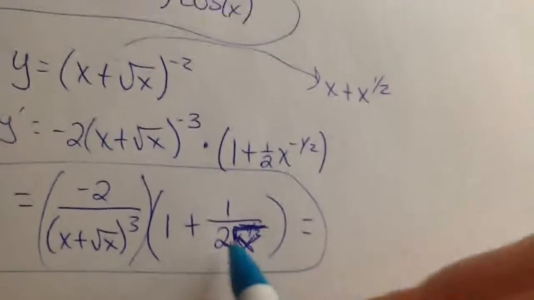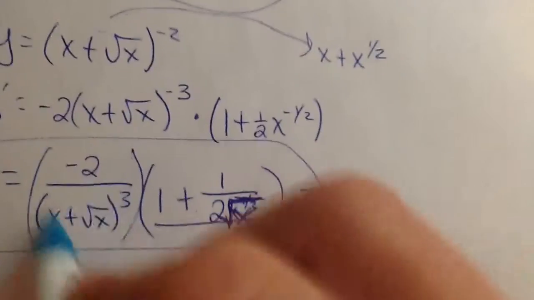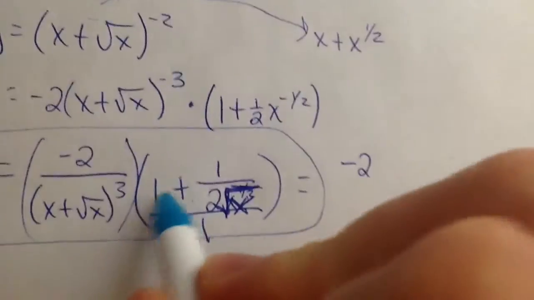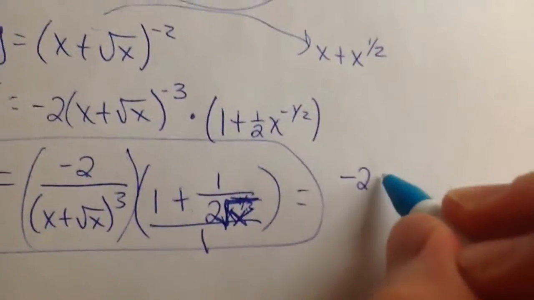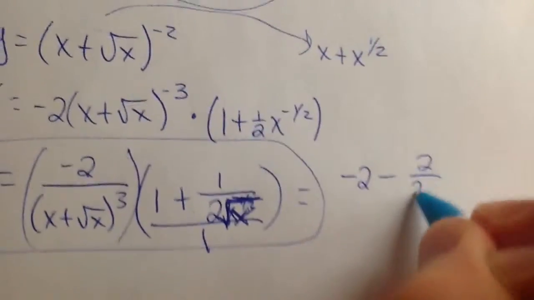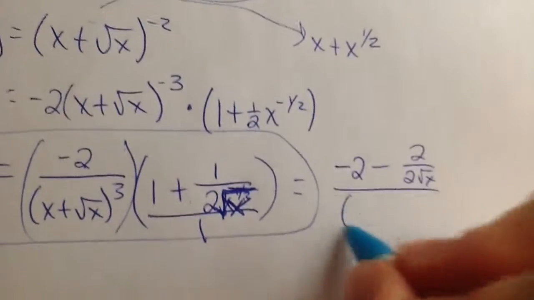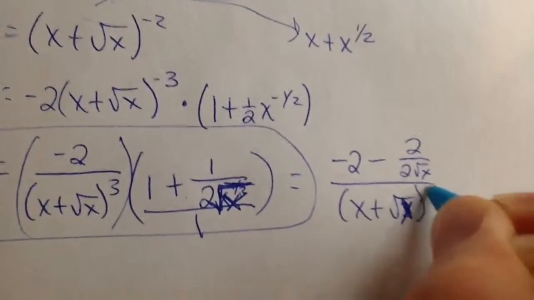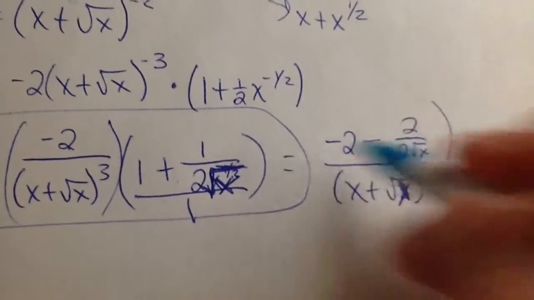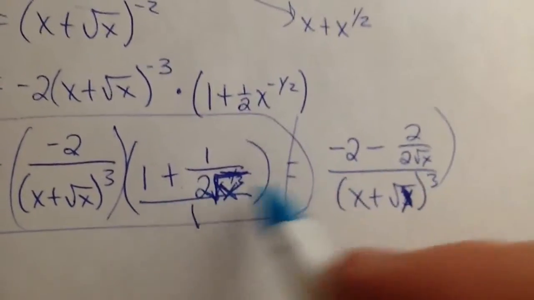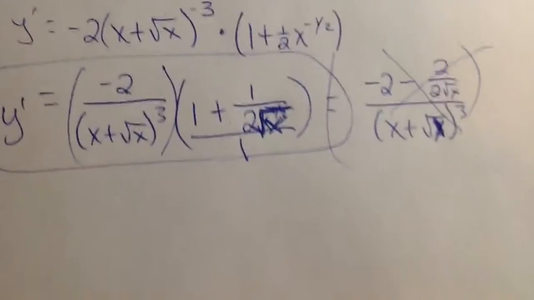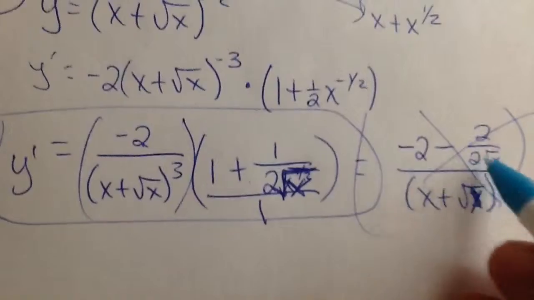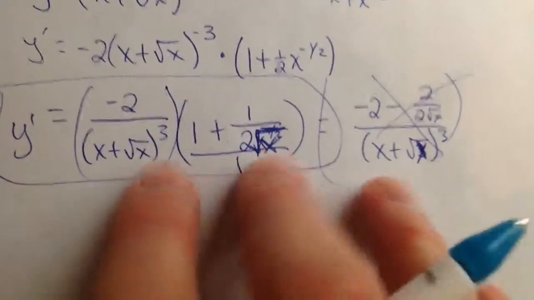Or if you kept going, you're multiplying. This is a fraction times a fraction, so you'd have negative 2. You multiply the negative 2 times this, you'd have negative 2 minus 2 over 2 root x, all over x plus the square root of x to the third. That would work also. You could just stop right there, because again, nothing happens. It doesn't get any simpler. Get a common denominator, subtract them, screw it. Just leave it.